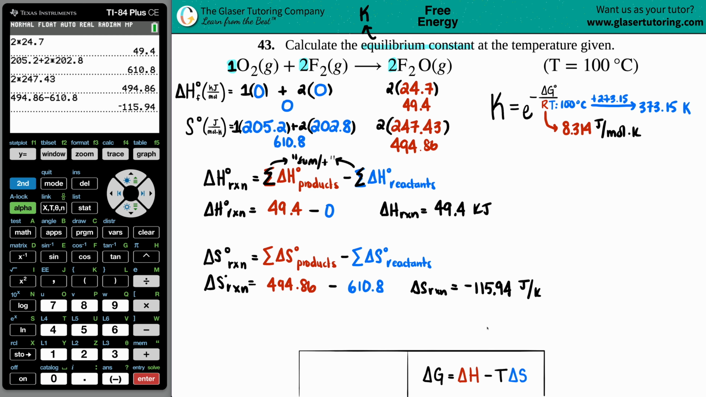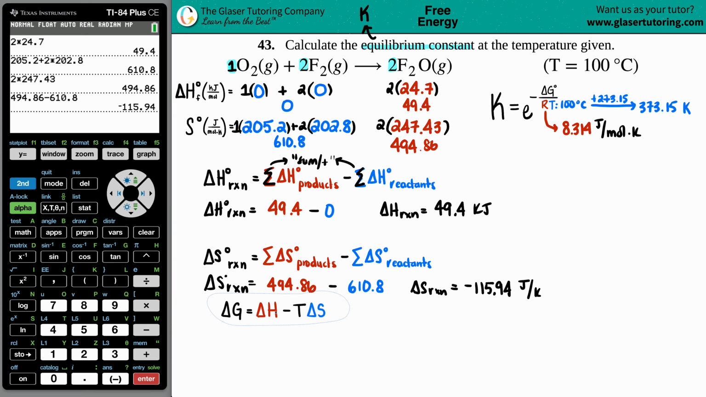Okay, so we have the H, we have the S, we know what the temperature is. We already did the conversion, 373.15. So now we can use this formula to solve for delta G. So now that's going over here. But the thing is that your delta H is in kilojoules and your S is in joules. So you've got to make a decision. Am I either going to convert kilojoules into joules or joules into kilojoules?